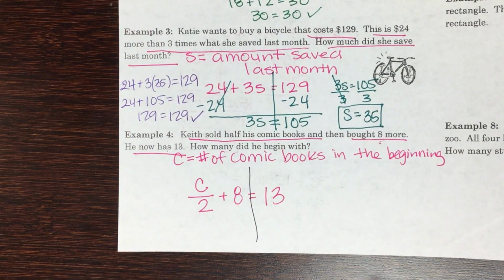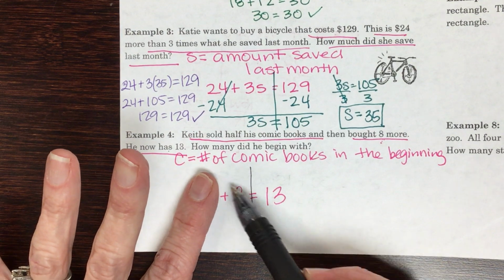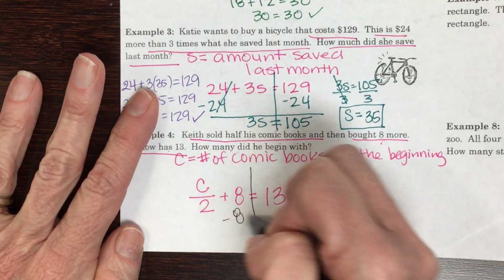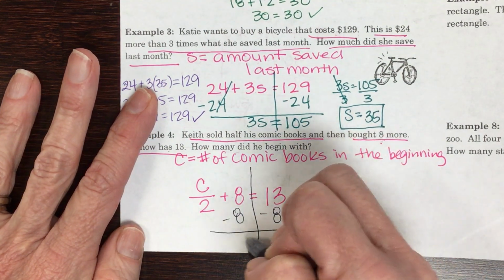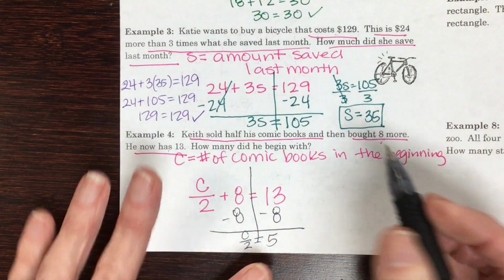Okay? So what I'm going to do here is I want to keep this C over 2. So I'm going to take care of this 8. What am I going to do to both sides? Subtract 8 from both sides. You get 5. So C over 2 equals 5. I'm just going to move over here so I have some space.